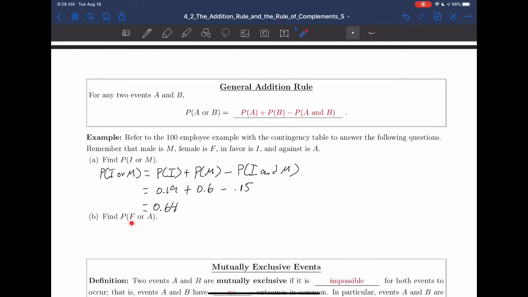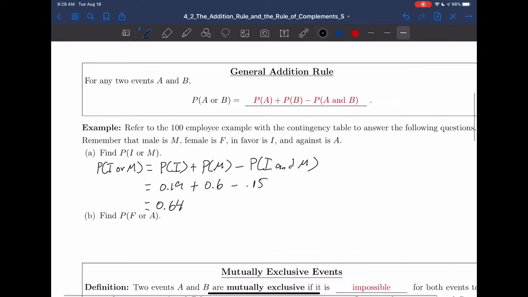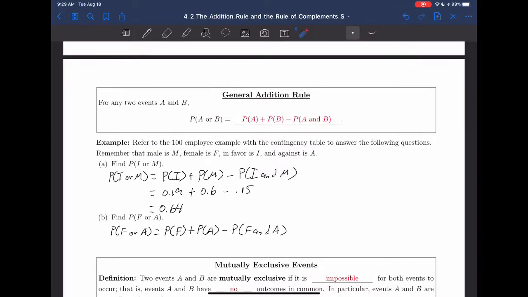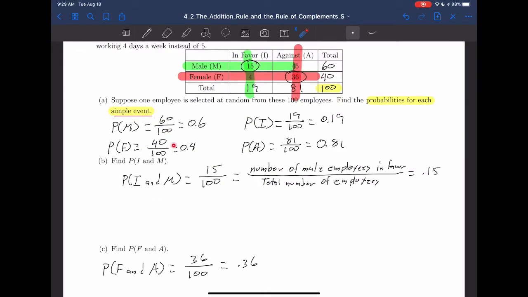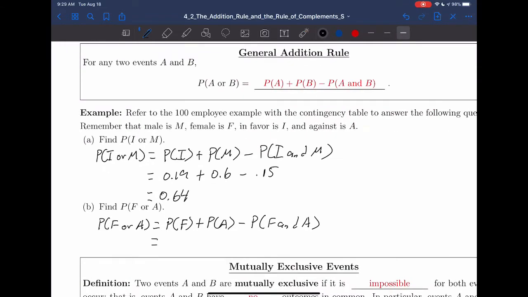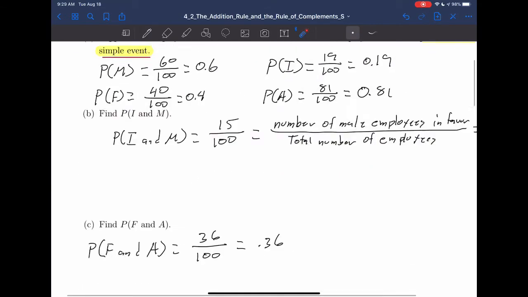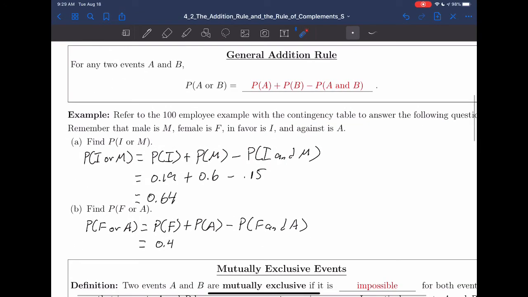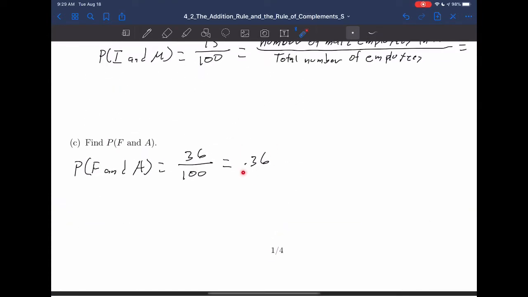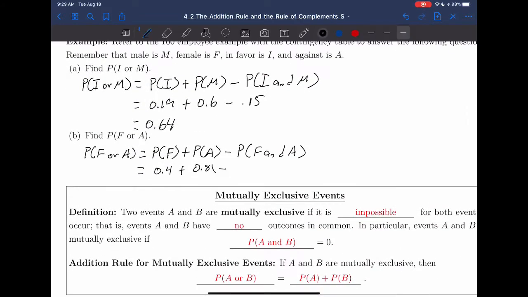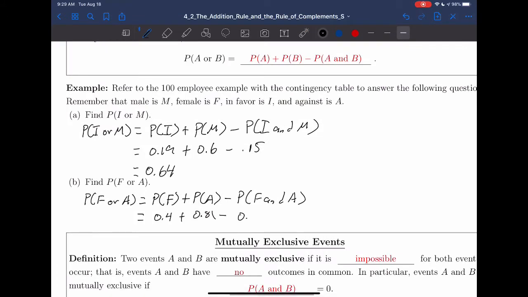Next, we want to know if we select a random person, what is the probability of that person being a female or against the policy? And if you look at the formula again, this is just P of F plus P of A minus P of F and A. But again, we already know these values because we computed them up here. So all we have to do is plug in the numbers. Once you plug in the numbers, you want to compute the value, which should be 0.85. And this just means that if we select a random person, the probability of that person being a female or against the policy is 0.85 or 85%.